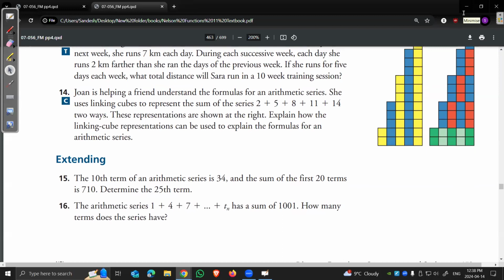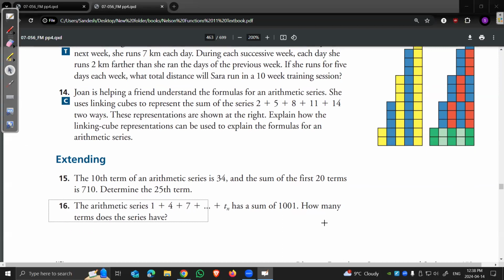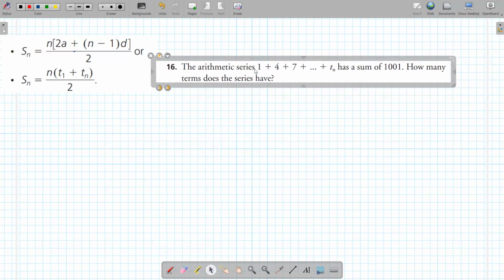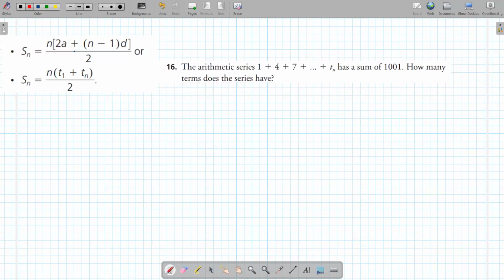Let's look at this question, 16. Tell me what we're given here and what the question's asking us.